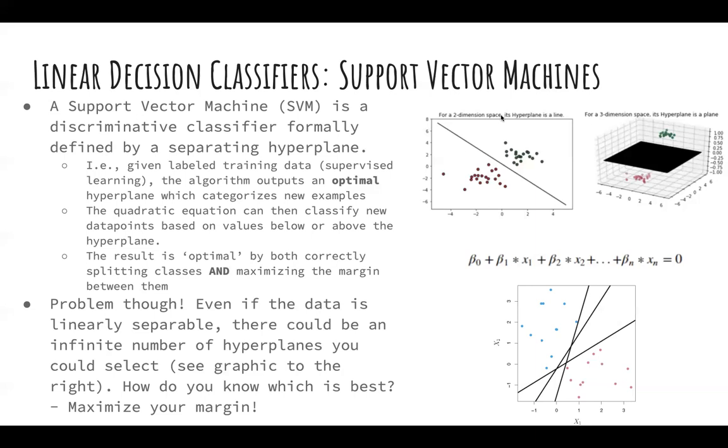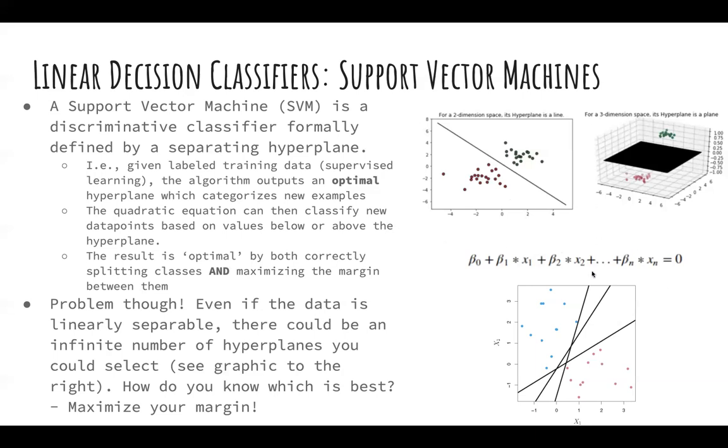So, conceptually that makes sense. We develop this quadratic equation. It gives us this nice little line here. Anything above that line, we label one thing. Anything below that line, we label another thing. Conceptually very simple. Potential problem though.